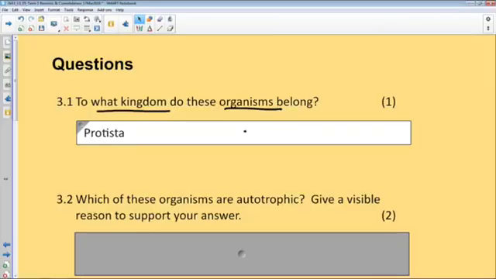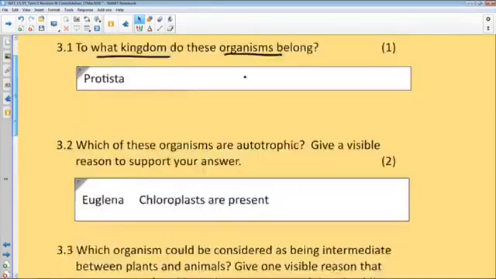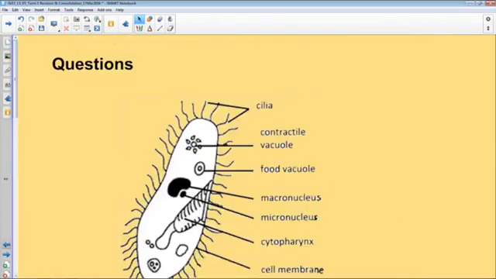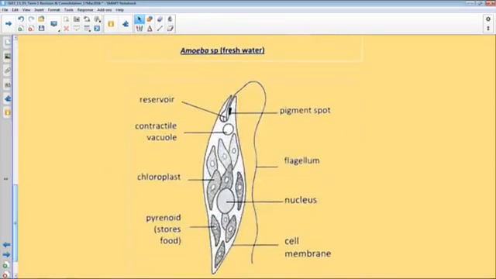So well done to you if you got 3.1 correct. Let's look at 3.2. Which of these organisms are autotrophic? Give a visible reason to support your answer. And guys, if you look at the diagram, if we go back to Euglena, you'll see that it showed the presence of chloroplast in there. So here's the Euglena diagram, guys, for you to very quickly refer to. So I'll repeat the question. Which of these organisms are autotrophic?